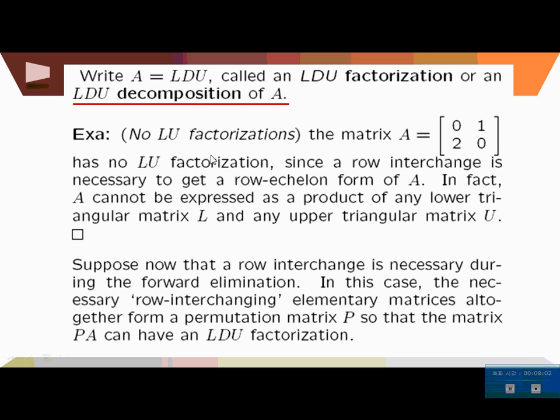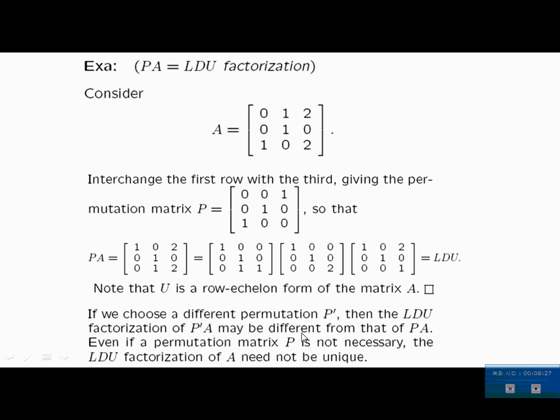Some matrices may not have an LU factorization. Suppose now a row interchange is necessary during the forward elimination. In this case, these row-interchanging elementary matrices altogether form a permutation matrix P, so that the matrix PA can have an LDU factorization. So if we have this type of matrix which does not have an LU factorization, then we permute the matrix A first, then do the elementary row operations to have the LDU factorization.